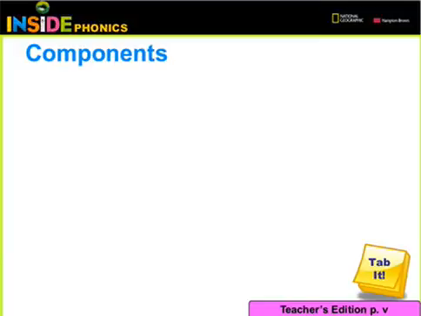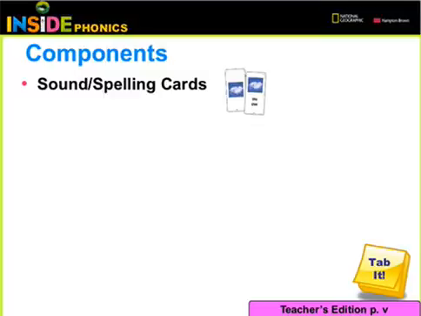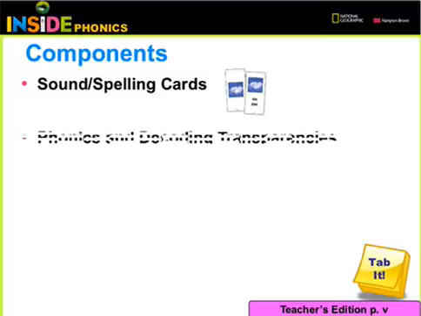Let's take a look at the components of this program. In the front of your Teacher's Edition, on page Roman numeral 5, you'll see a list and the pictures of all the components. You'll want to tab this page. The sound spelling cards are 46 cards that are double-sided and provide clear photographic images to introduce sounds and their corresponding spellings to your students.